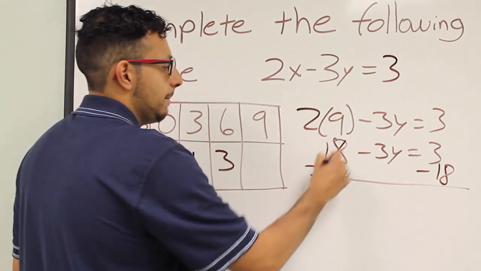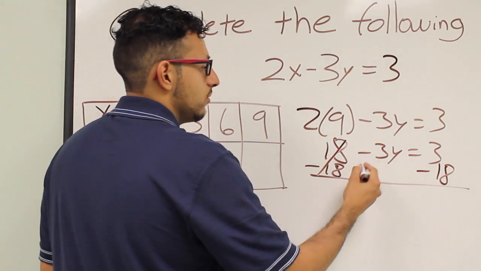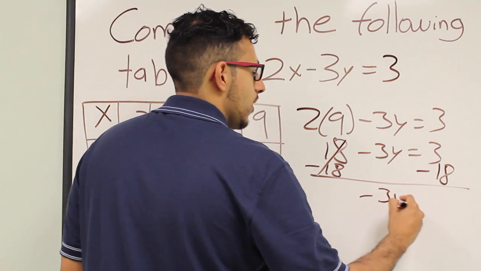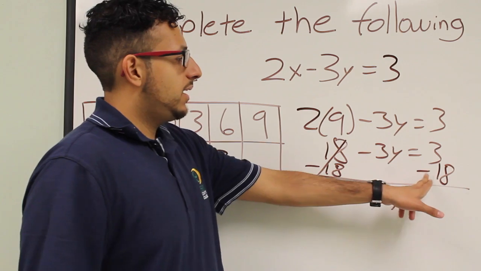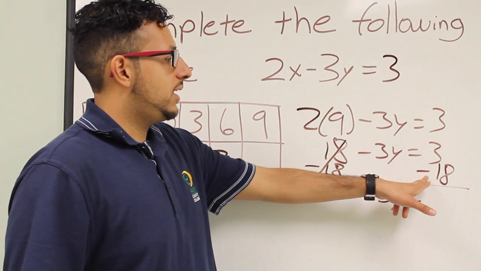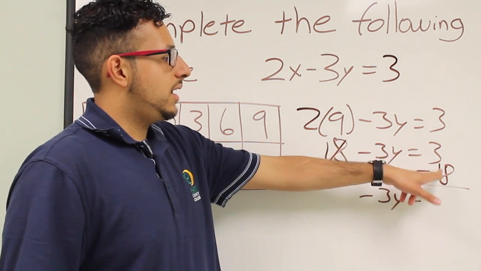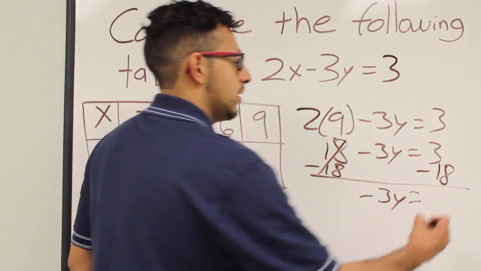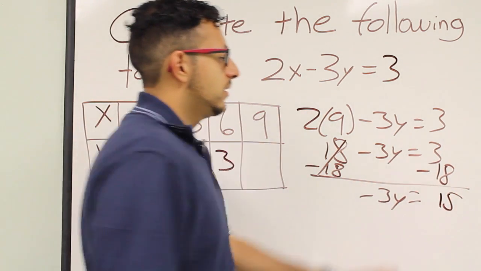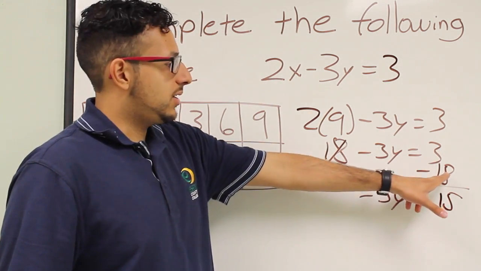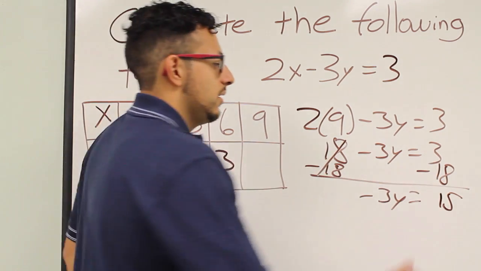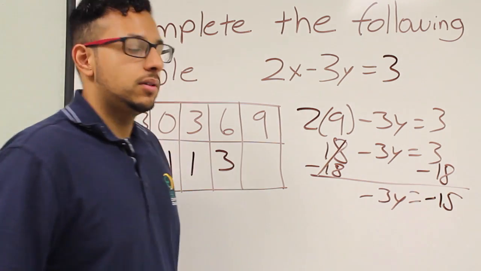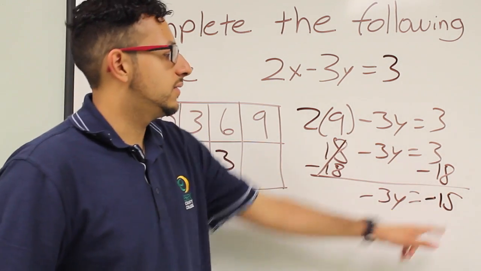18 minus 18, 0. Cancels out. We're left with negative 3y on this side is equal to 3 minus 18. So positive and a negative. So we're going to subtract 18 minus 3, which gives us 15. The sign becomes whatever the higher number is. So since 18 is the higher number and it's negative, this stays negative. So 3 minus 18 is negative 15.